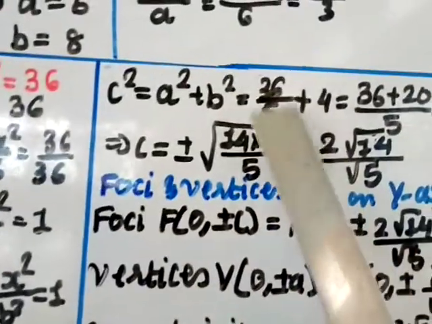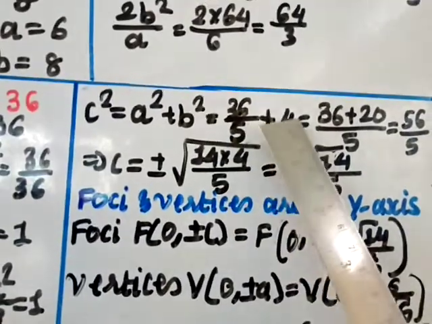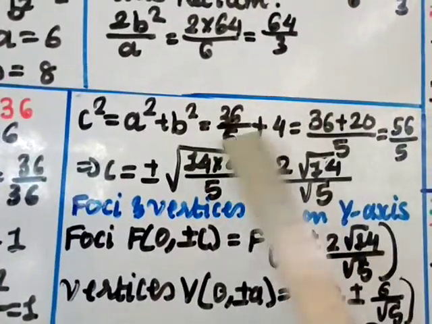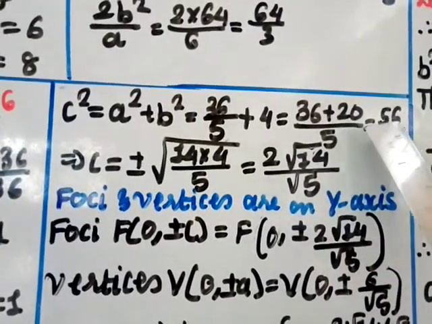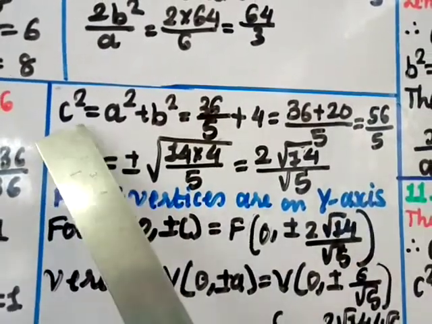So put here 36 by 5 plus 4. Take LCM here. So 36 plus 5 into 4 is 20 divided by 5. 36 plus 20 gives you 56 by 5. This is the value of c square.